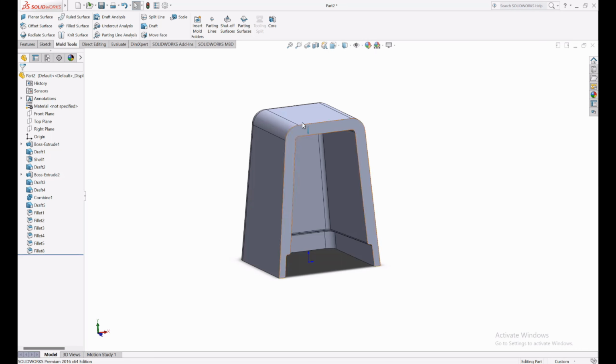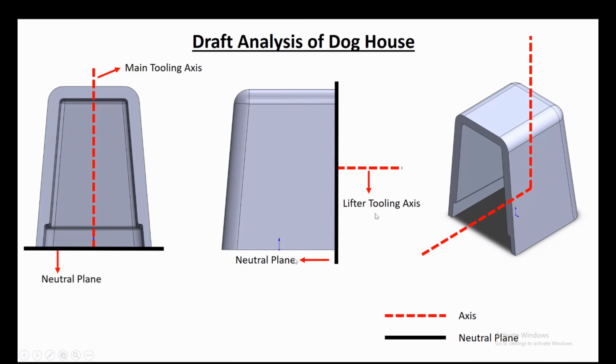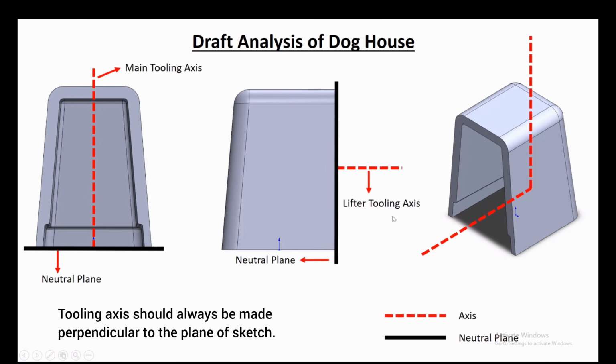To check whether the complete doghouse feature is manufacturable or not, for that we will perform draft analysis, and for performing that we need to have two sets of tooling axis or neutral planes. So a draft analysis is done to check manufacturing or tooling feasibility of a plastic part. Tooling axis are just imaginary lines which are created normal to the plane of sketch.